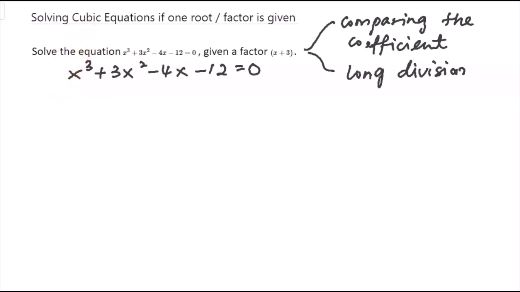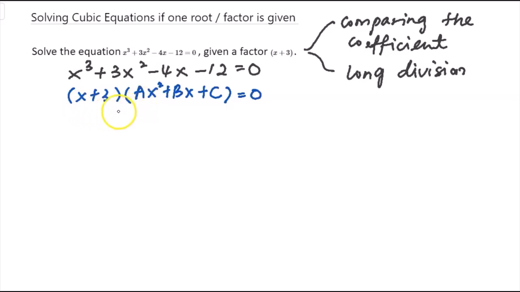To use comparing coefficient, we are going to rewrite this equation in this form. This equation can be rewritten in the form of one of the factors multiplied by a quadratic factor equals 0. And what is the quadratic factor? We do not know. We are going to find that quadratic factor. So first, I will represent this quadratic factor as ax squared plus bx plus c. And our task now is to get the values of a, b, and c by comparing the coefficient.